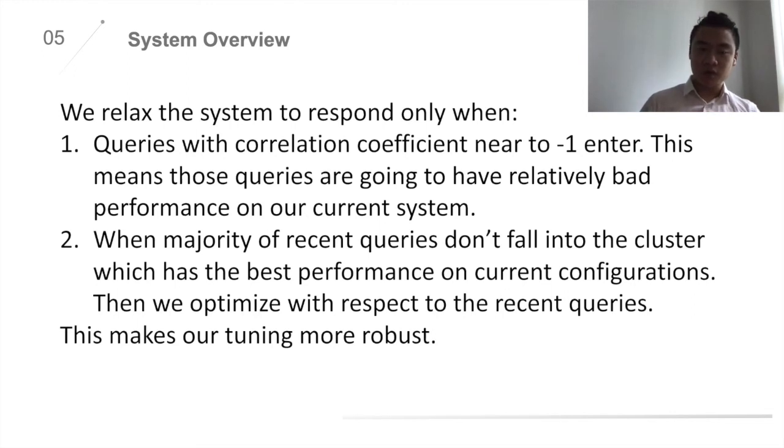Situation 2: when the majority of recent queries don't fall into the cluster which has the best performance on our current configurations. That means the incoming queries don't have a very conflicting performance with the current cluster, but they might not have the best performance on our current configurations. Then we optimize with respect to the recent queries again to give a new set of configurations. This makes our tuning more robust because we can predict the query's behavior without actually running it, before it fails.